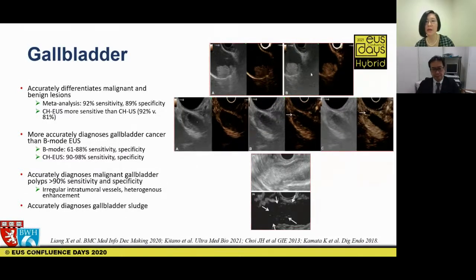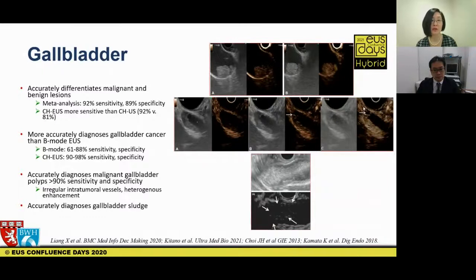And the upper panel of images shows you what looks like a polyp in the gallbladder, and you see it hyperenhancing with time. This was an adenoma. The middle set of EUS images shows you an asymmetrically thickened gallbladder wall. And now with time, you see in the middle contrast enhanced EUS image, the arrows pointing to some irregular vessels. And then later on, you see there's no enhancement there, as opposed to the rest of the thickened wall where there's hyperenhancement. So this is indicative of gallbladder cancer.